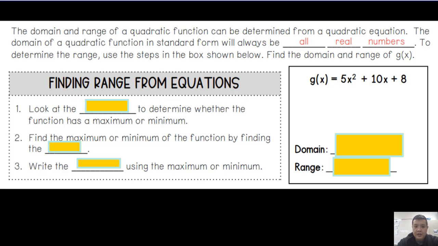So the first thing you have to do is look at the a value to determine whether the function has a maximum or minimum. Remember that a negative a is going to have a maximum because it's opened down, and a positive a will have a minimum because it's opened up. Then we have to find the maximum and minimum of the function by finding the vertex, and we can use the formula x equals -b over 2a to do that. Then we write the inequality using the maximum or minimum.